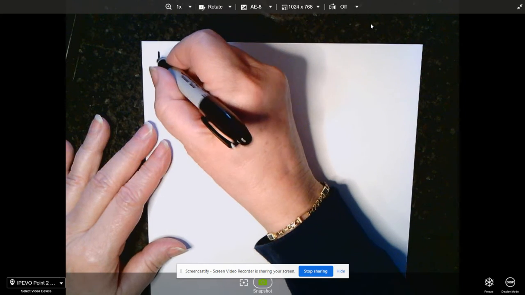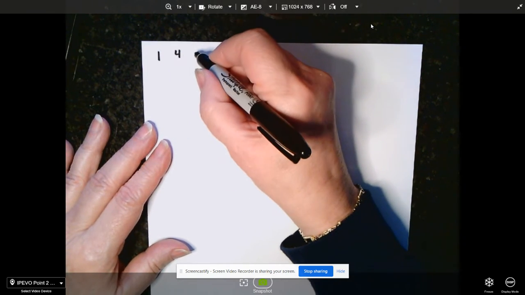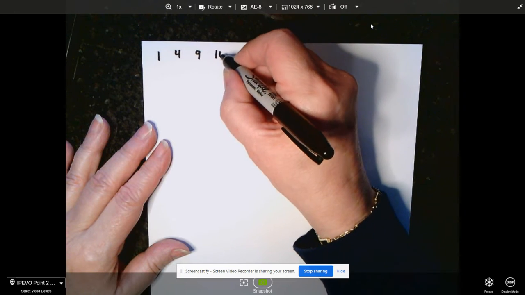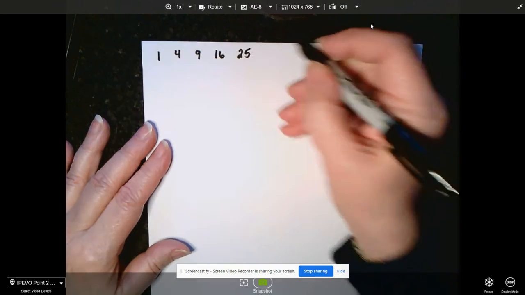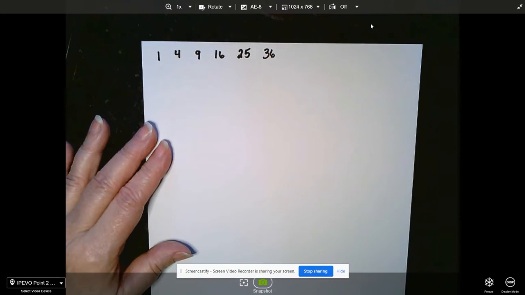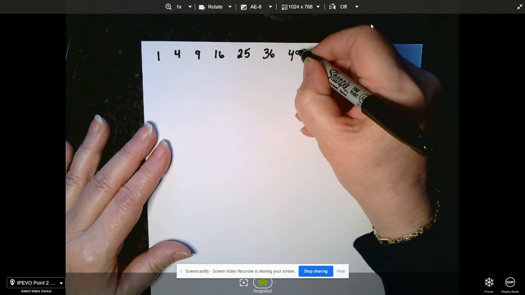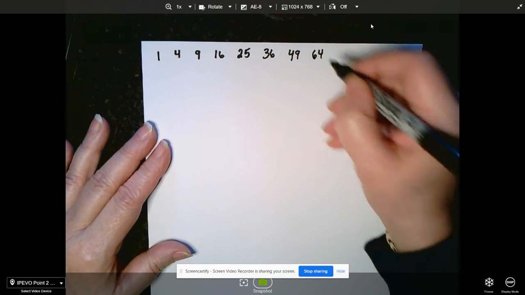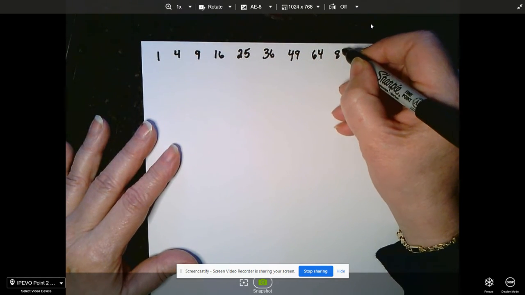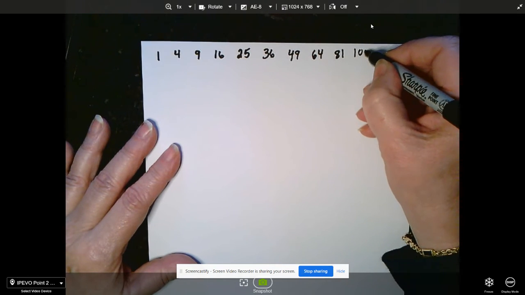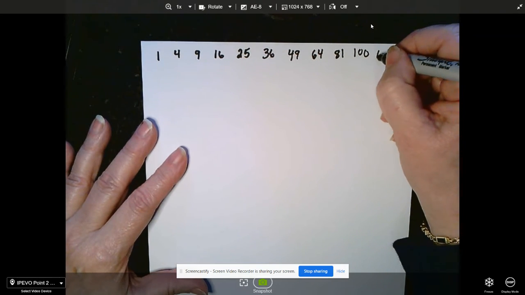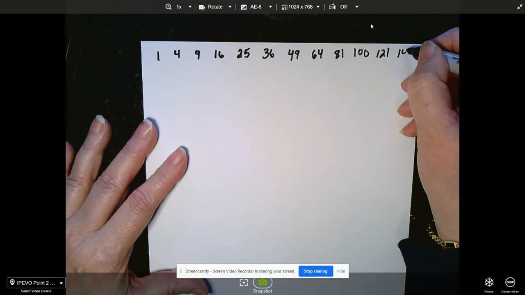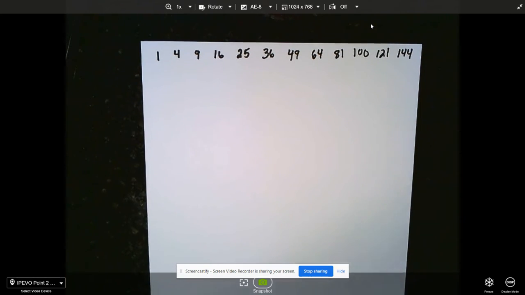So I know 1 squared is 1, 2 squared is 4, 3 squared is 9, 4 squared is 16, 5 squared is 25, 6 squared is 36, 7 squared is 49, 8 squared is 64, 9 squared is 81, 10 squared is 100, 11 squared is 121, and 12 squared is 144. And that's probably enough that you need to keep in your head. Anything more than that, you can just grab your calculator. But it's good to be able to recognize a perfect square.